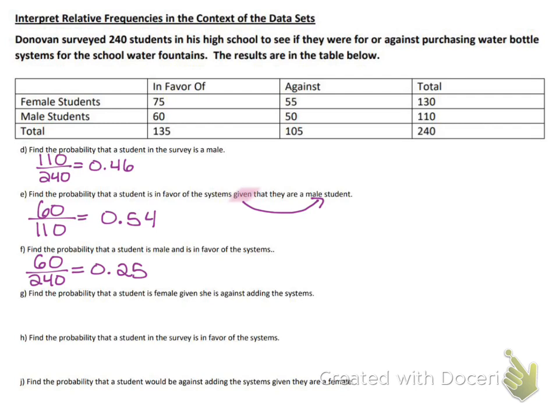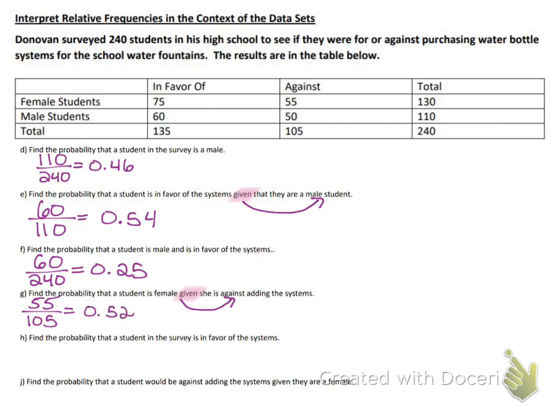Problem G, find the probability that a student is female given she is against adding the system. So we have that word given again, and it's pointing to adding the system. So we have a new total. 105 students are against adding the system. 55 of them are female. Divide that out to get the 0.52.